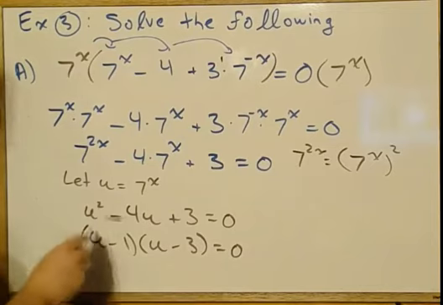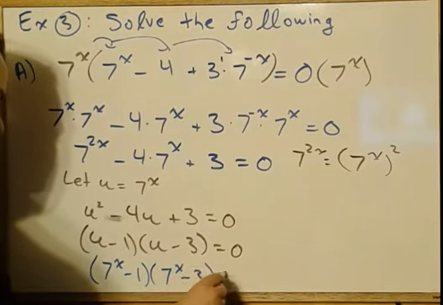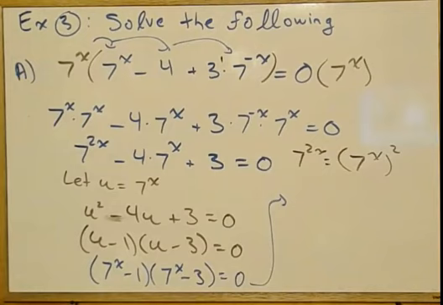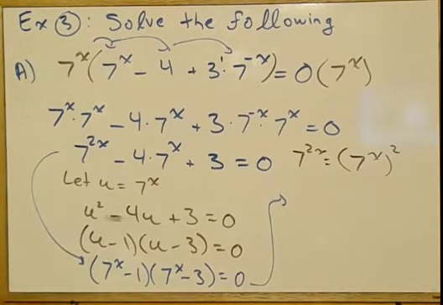And so when we replace the u's by the 7 to the power of x, what this really will become is 7 to the power of x minus 1 times 7 to the power of x minus 3 is equal to 0. Now notice we could have gone from this step directly to this step. It's just that it's a little tougher to see the algebraic substitution, especially if this happened to be a cubic or a quartic, where it might be more difficult in case we need to use synthetic division. So it's quite okay to make a substitution of this kind.